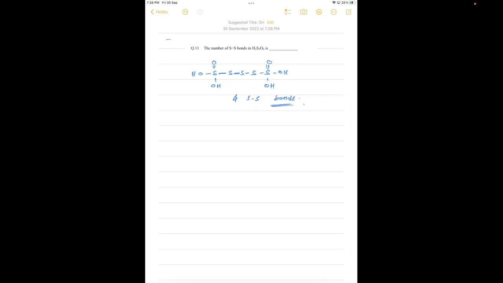Now in general, for any H2SnO6 case, the number of S-S bonds will be just n minus 1. In general, for this type of molecules, the number of S-S bonds will be just n minus 1. Why? Because these two structures will be the same, and in the middle the S atoms will increase. So for H2SnO6, the number of S-S bonds will be n minus 1. So here in this case the answer is 4.